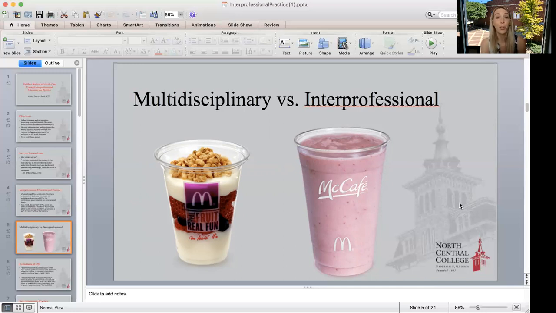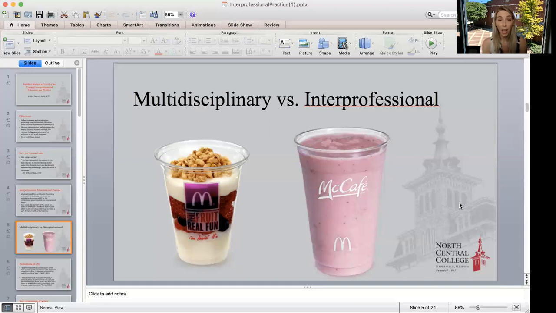Versus, we'll move over to the smoothie here on the right side. Interprofessional is a blending together. All right, so again, we have a lot of different disciplines working together. Maybe we still have that nurse and that speech pathologist and that doctor and that physical therapist. So same people that were working in that multidisciplinary team, but now all of a sudden they're working together and they're communicating on their patient. Big, important, really important thing here.